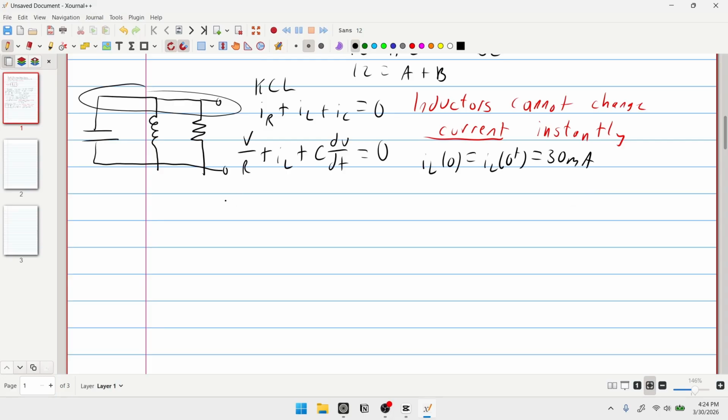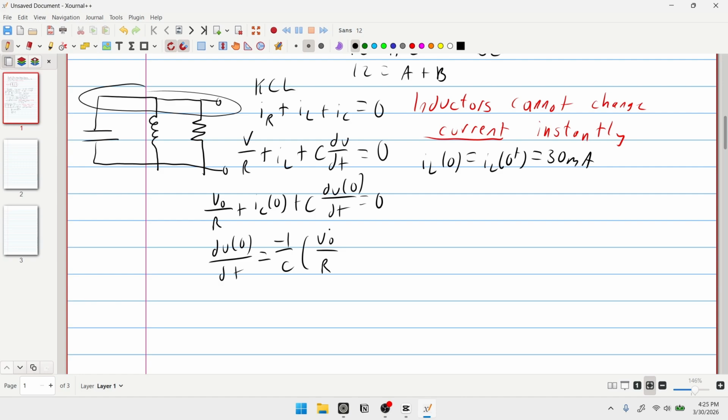So we know our V of 0, and then our IL of 0 plus C dV 0 dt equals 0. So let's just move everything to the other side and just isolate this dV 0 dt. So we should get negative 1 over C times V0 over R plus the initial IL 0. Alright, so this is our dV dt.